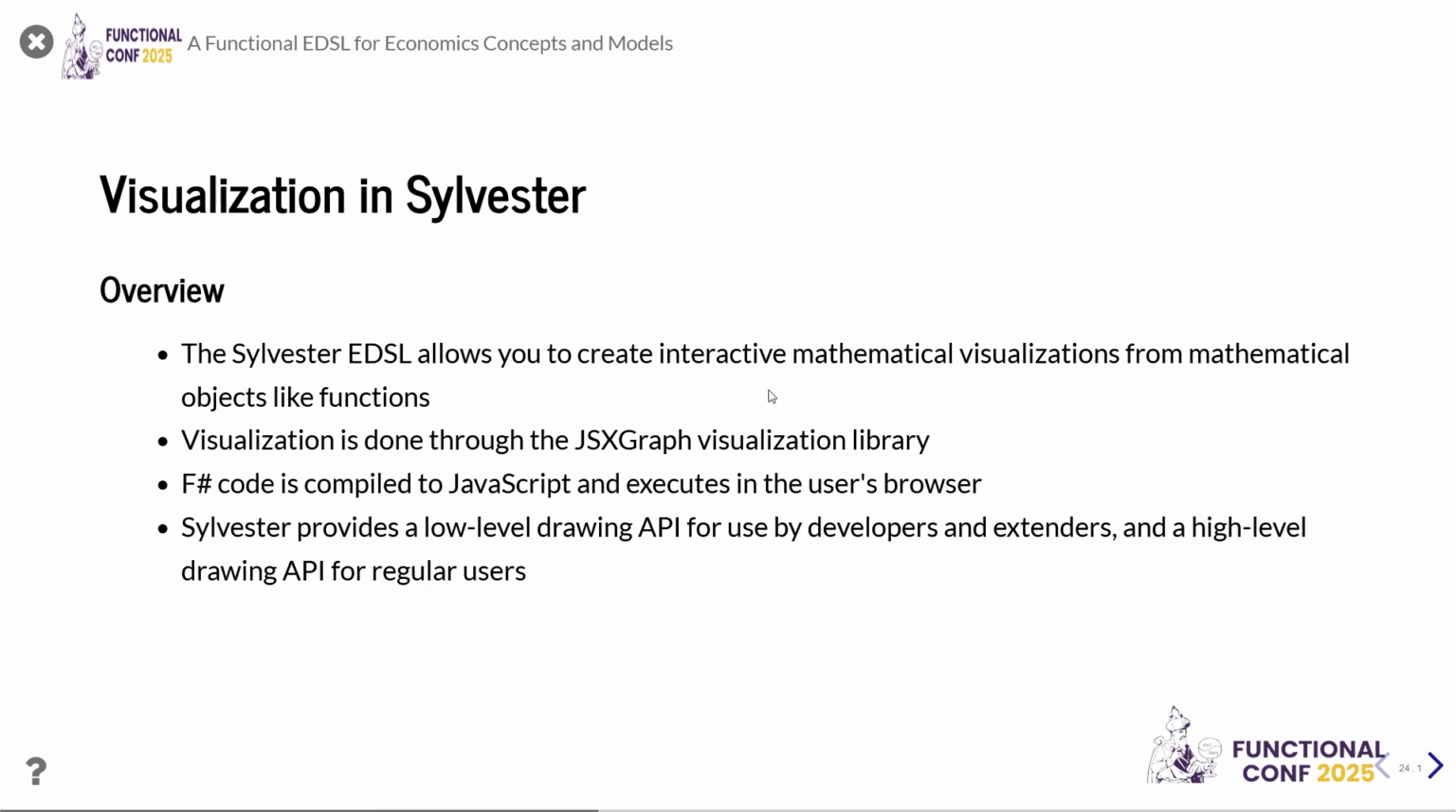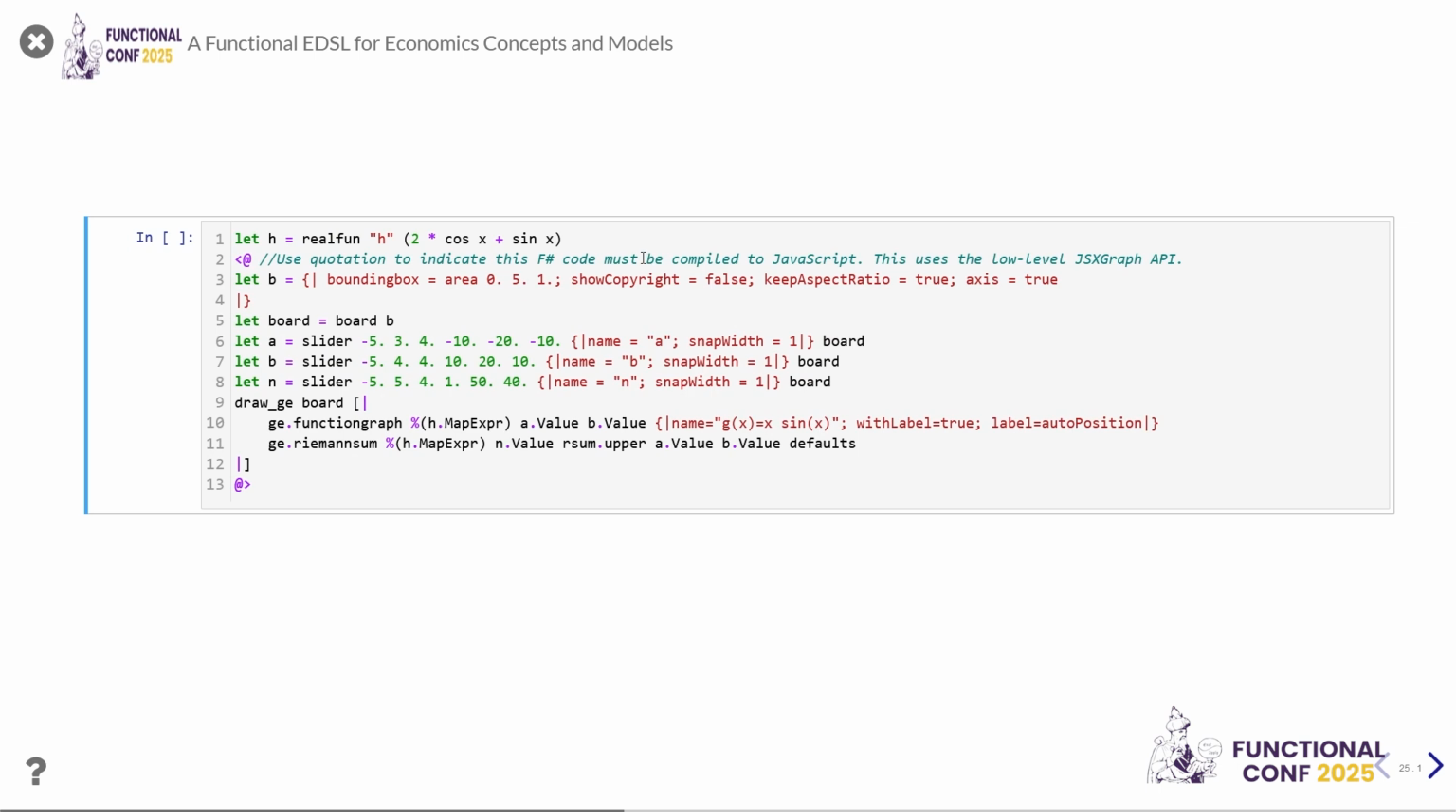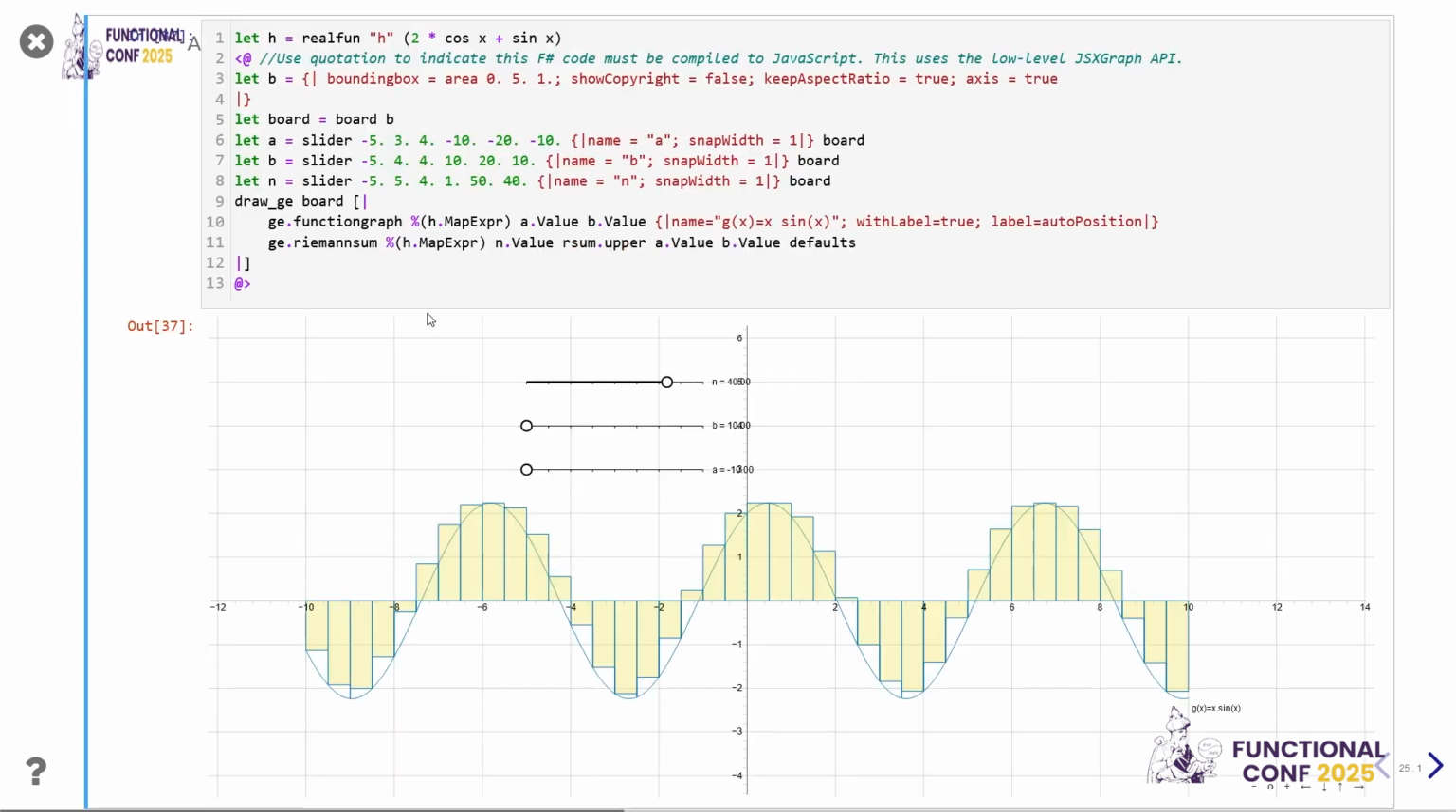Okay, so let's look briefly at the visualization part of Sylvester. Sylvester lets you create interactive mathematical visualizations using JSXGraph. The F# code gets compiled to JavaScript and executes in the user's browser. You have both a low-level API and a high-level API, so let's look at the low-level API. This is an example using the low-level Sylvester API for visualization. If we run this, it will get compiled to JavaScript and execute in the user's browser.